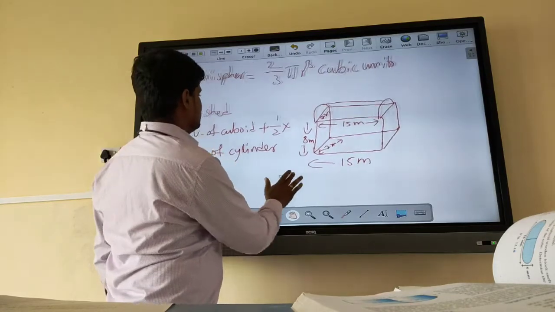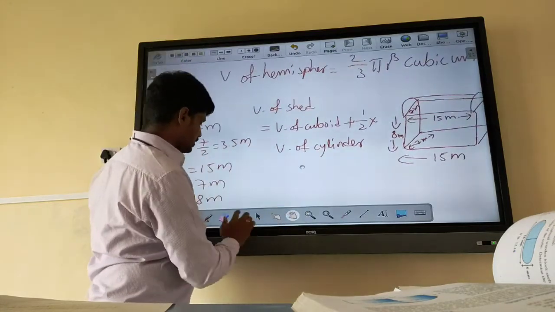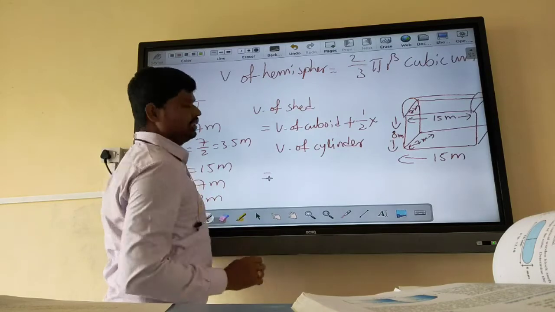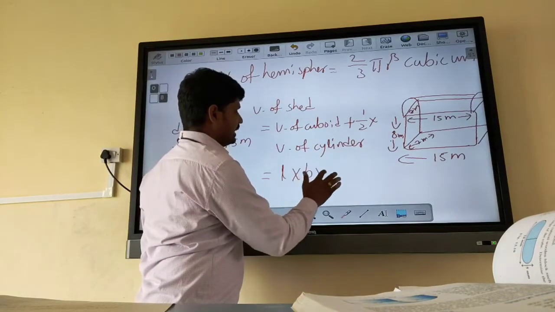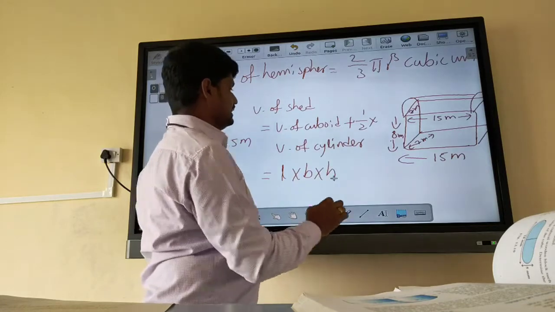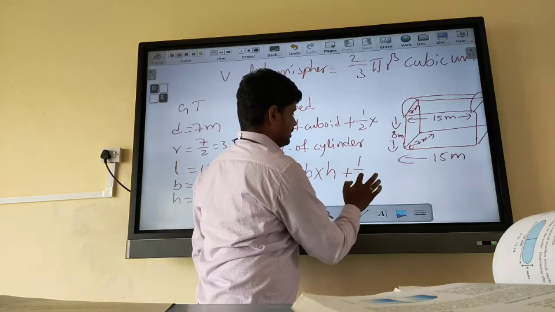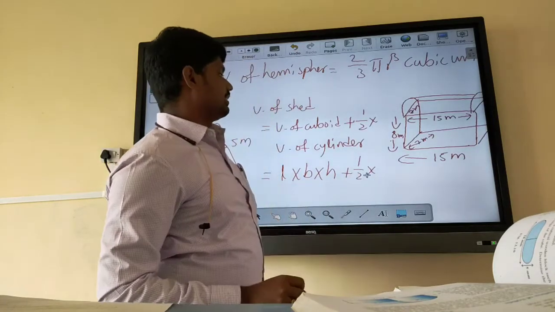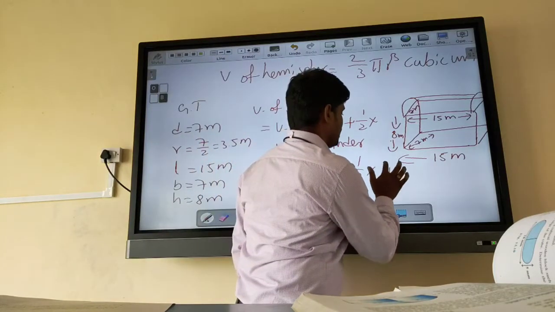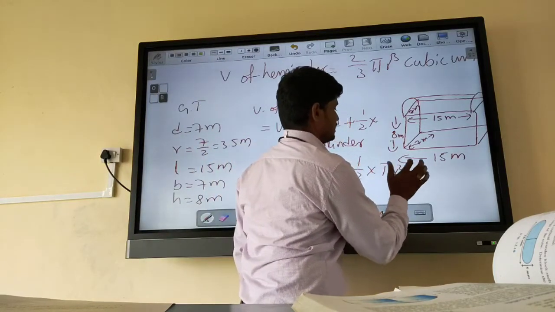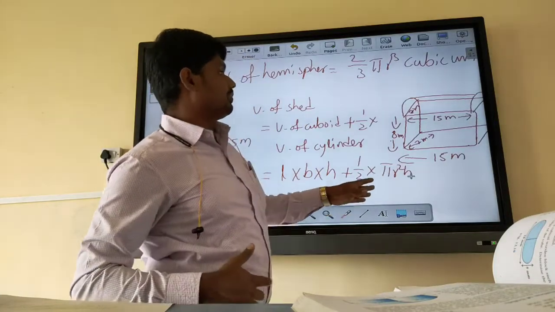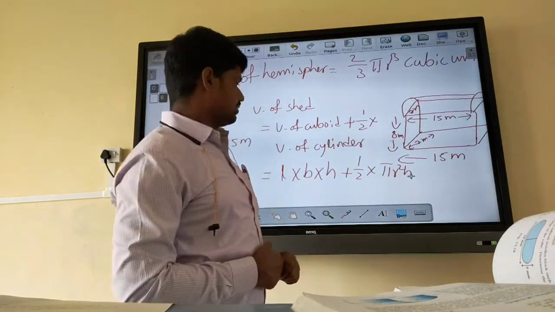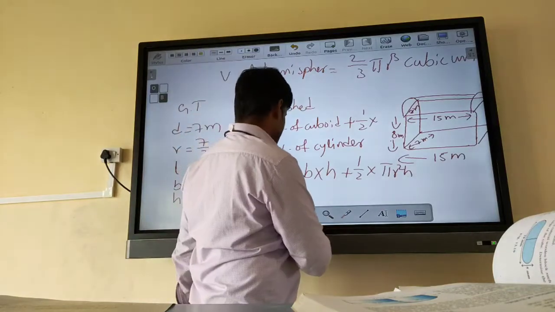Now substitute the value, children. What is the formula to find the volume of the cuboid? Volume of the cuboid, length into breadth into height, plus half of the volume of the cylinder, formula pi r square h. Using these two formulas to find the volume of the given cell. Any doubt regarding this one? Now substitute the values.